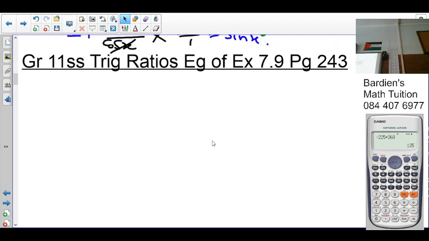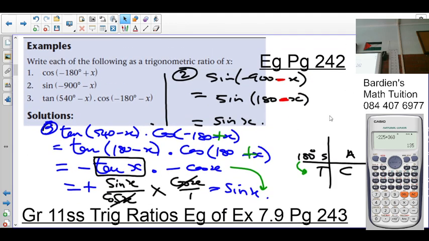That basically brings us to the end of exercise 7.9. So your homework is exercise 7.9, the whole exercise.